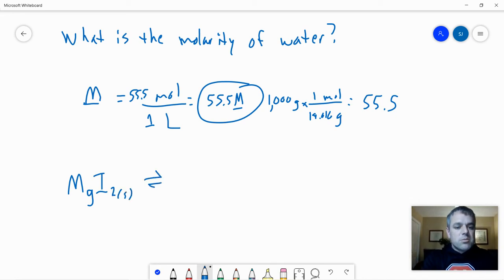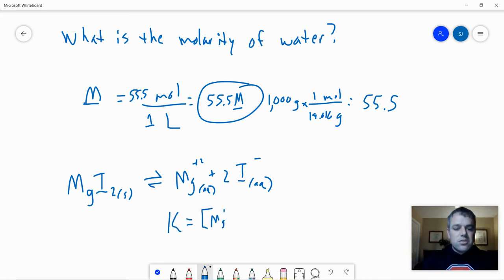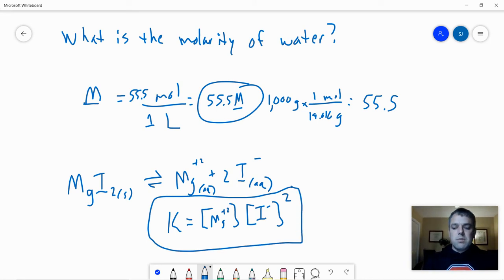It dissolves to make magnesium with a +2 charge plus 2 I minuses, and these are aqueous. Well, the equilibrium expression would say that K equals the concentration of the magnesium ions times the concentration of the iodide ions squared divided by, well, there's nothing to divide it by because this is a solid. We don't include it in our equilibrium expression. So this would be the equilibrium expression.